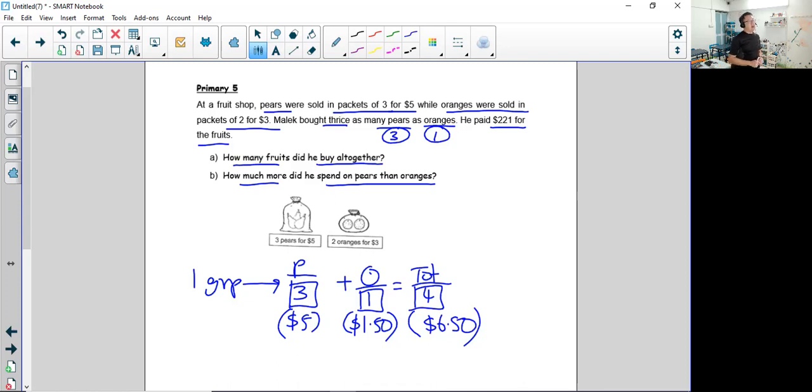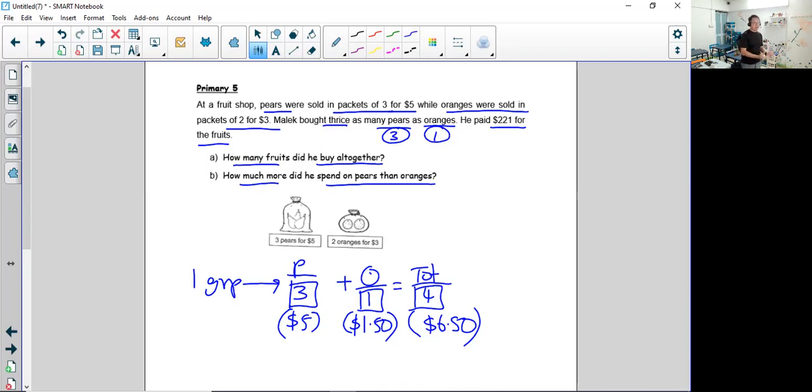Okay, then you look, he paid $221 for all the fruits. So which means that, what do you do? You have to take 221, which is all the money that he paid. And then you have to what? You have to go back to the same kind and look for the total money. How much is the total money for one group?